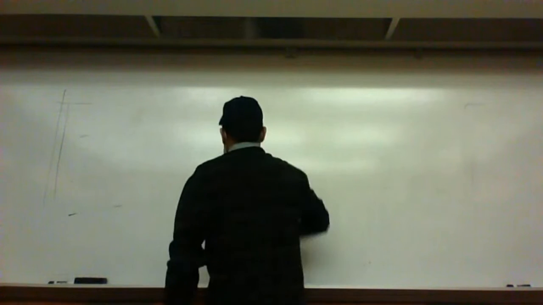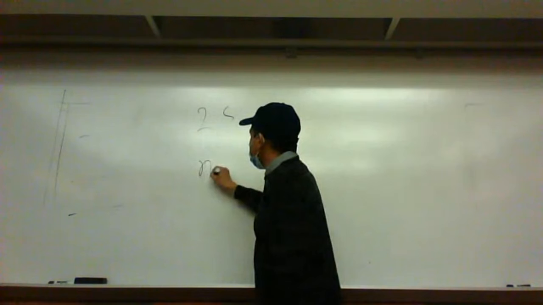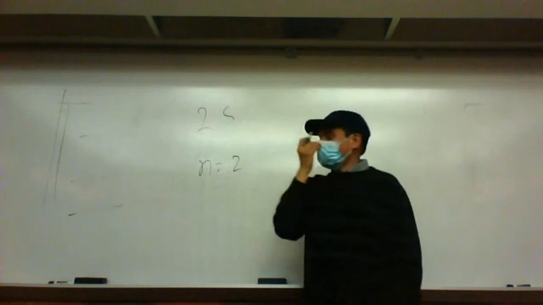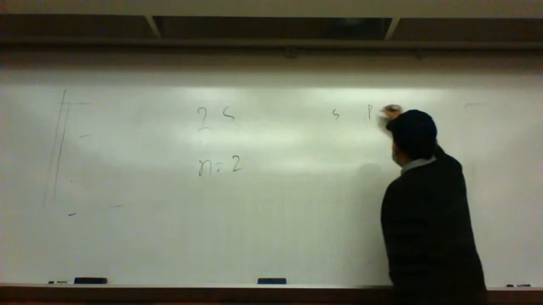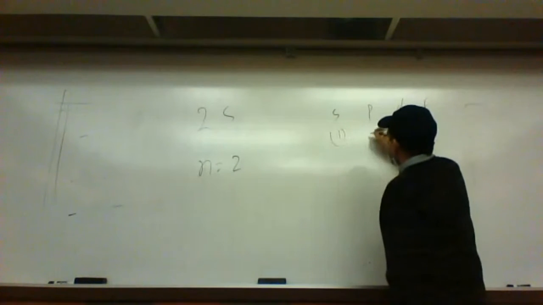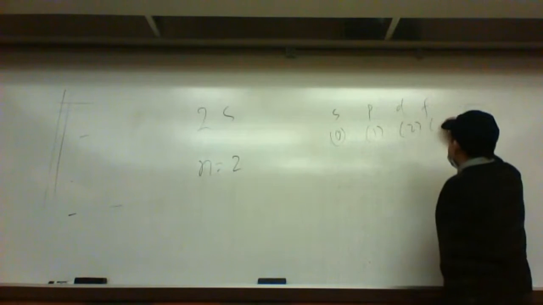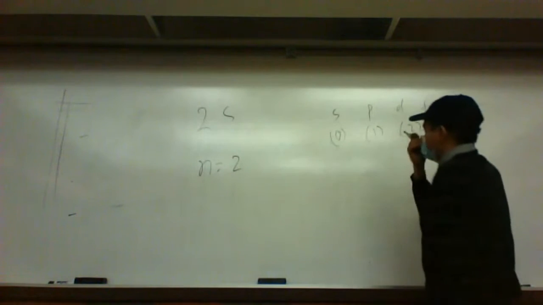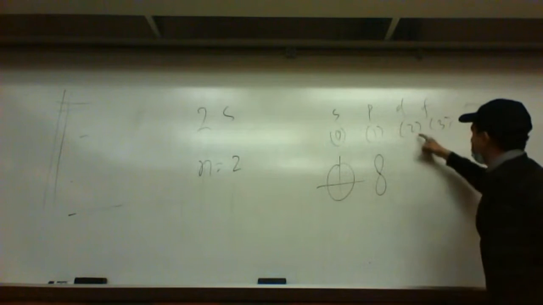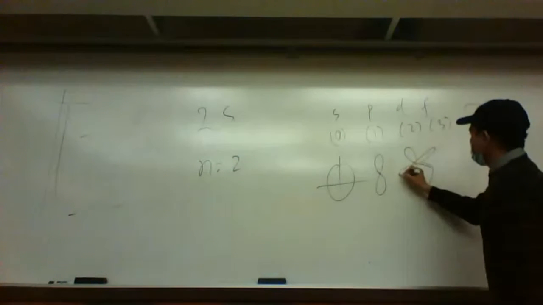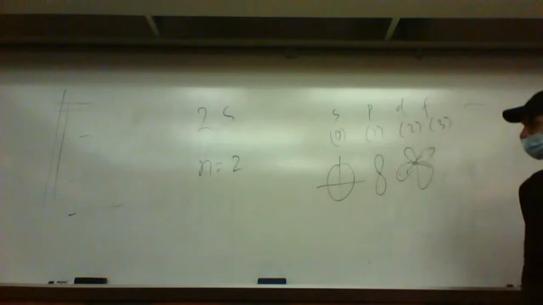Let's look at 2s. Is it possible or not? So 2s. What is the n value here? N is, this first number is 2, right? And s means S, P, D, F. So s is 0, P is 1, D is 2, F is 3, like this. So S is spherical like this one, P is dumbbell like this one, D is double dumbbell like this one. And then F, I don't know how that looks.